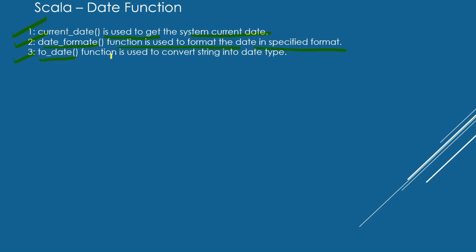This toDate function is used to convert a string into a date type actually. So suppose you have a data frame and the date column in that particular data frame is of a string type. With the help of the toDate function, we can convert it into a date type column.